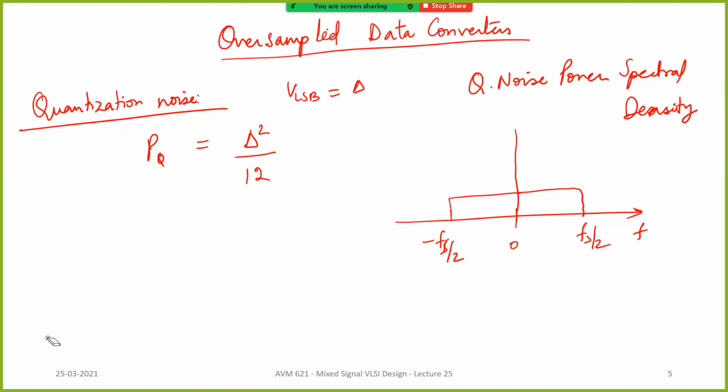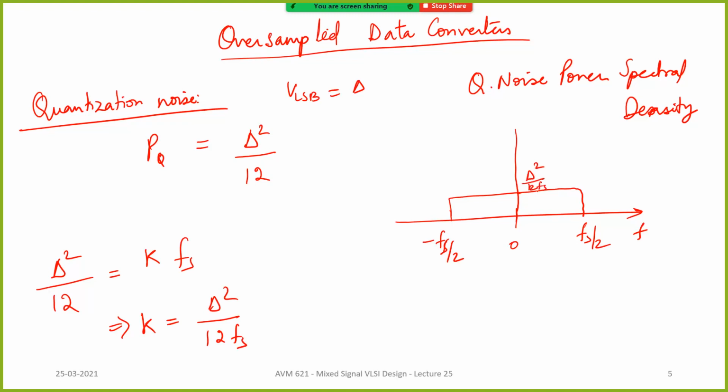So basically we know that the total integrated quantization noise is del squared by 12. What is the total integrated noise from this frequency domain? It is some, let's say, k times Fs, right? So what is your k here? It is nothing but del squared by 12 Fs. So the amplitude of this one is nothing but del squared by 12 times Fs. Okay. So this is your quantization noise power spectral density.